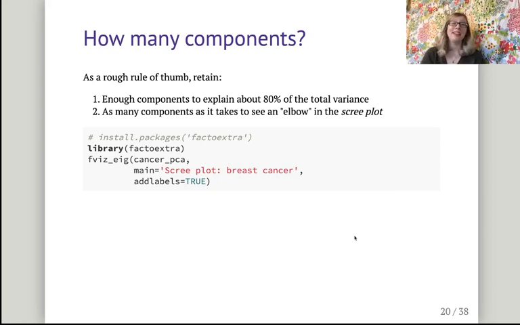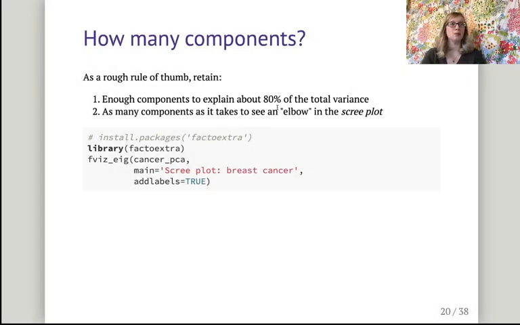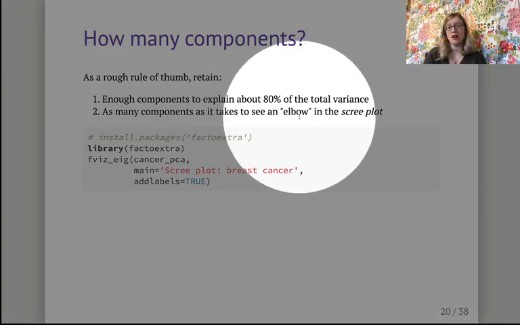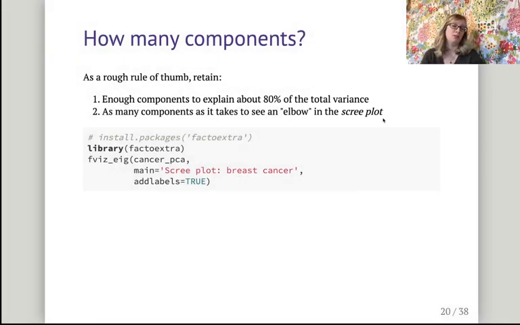So how many of these components should we actually retain? As a rough rule of thumb, we should retain enough components to explain about 80 to 90% of the total variance. So we want to explain enough of the variance; we're okay leaving those little ones at the end. One tool that I like to use to help me interpret these is called a scree plot, and I use more of a heuristic measurement. I look for where the scree plot levels off, so where we see the elbow.